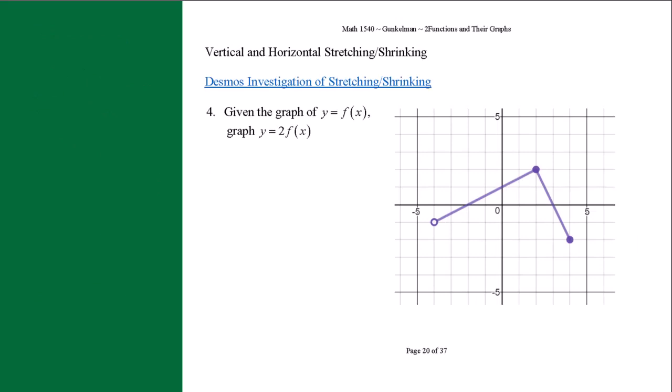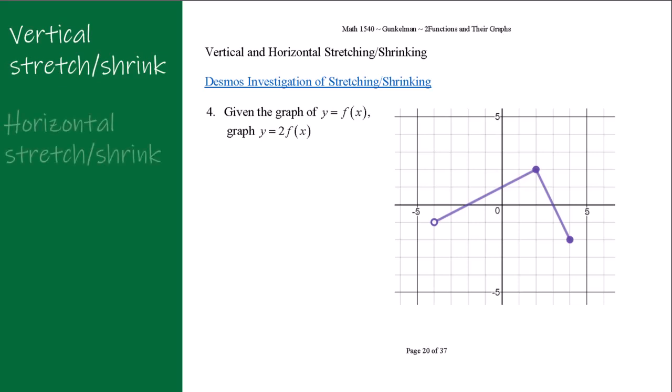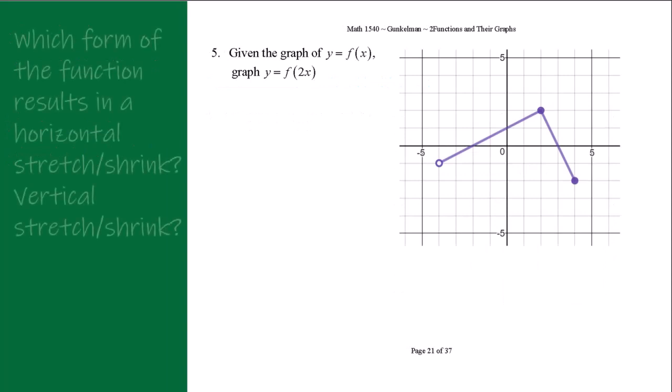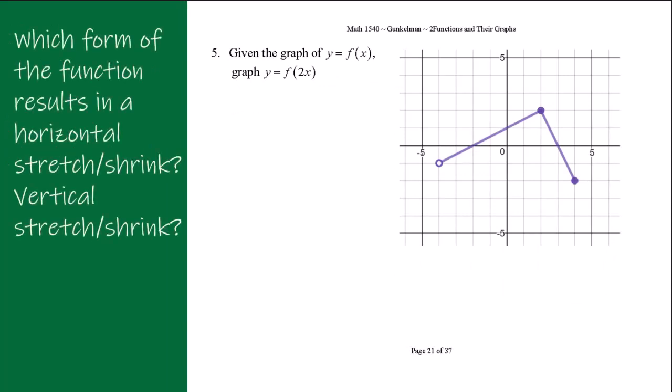The last idea that I have here in my notes is a vertical stretch or shrink, and also a horizontal stretch or shrink. And the example carries over to the next page, right? So you'd be wondering, which form of the function is going to result in a horizontal shrink, and which one is going to do the vertical, right? So which one is going to be which again?